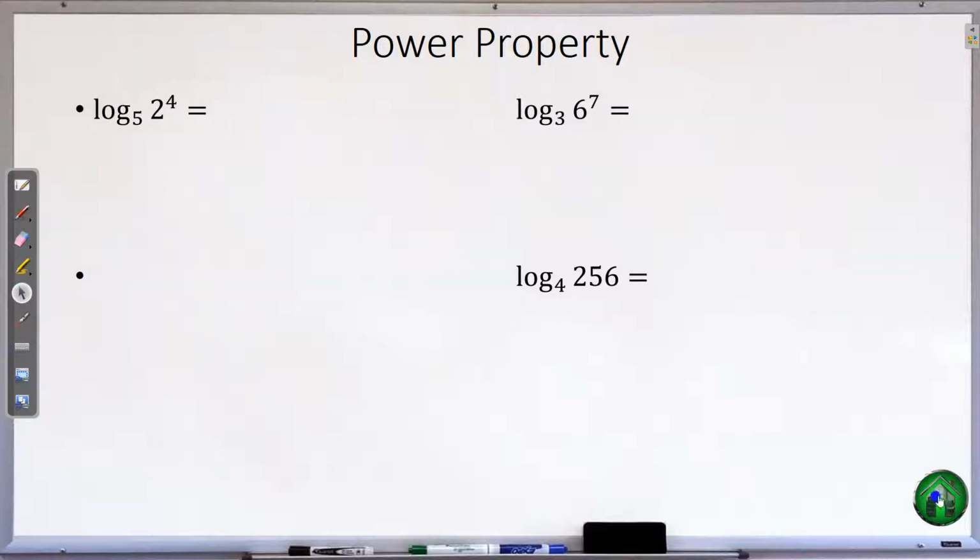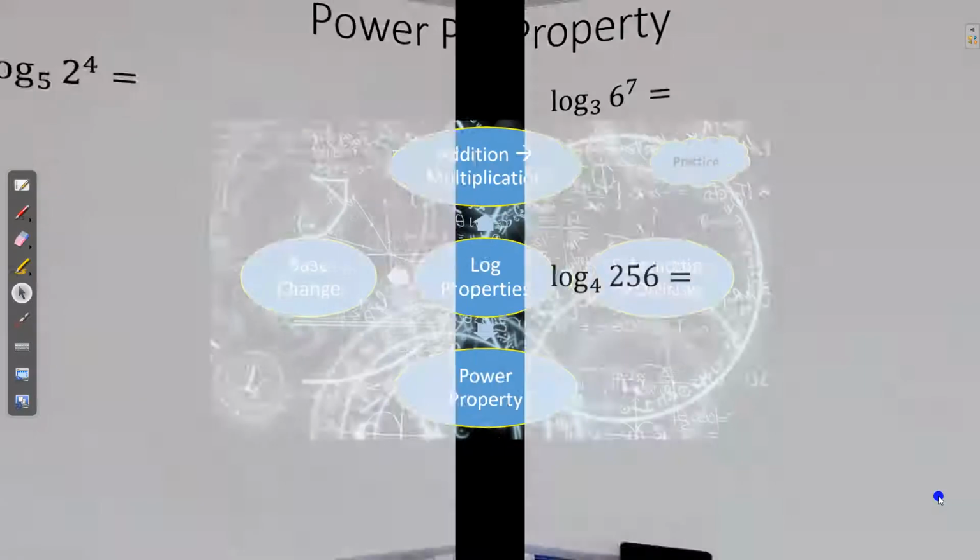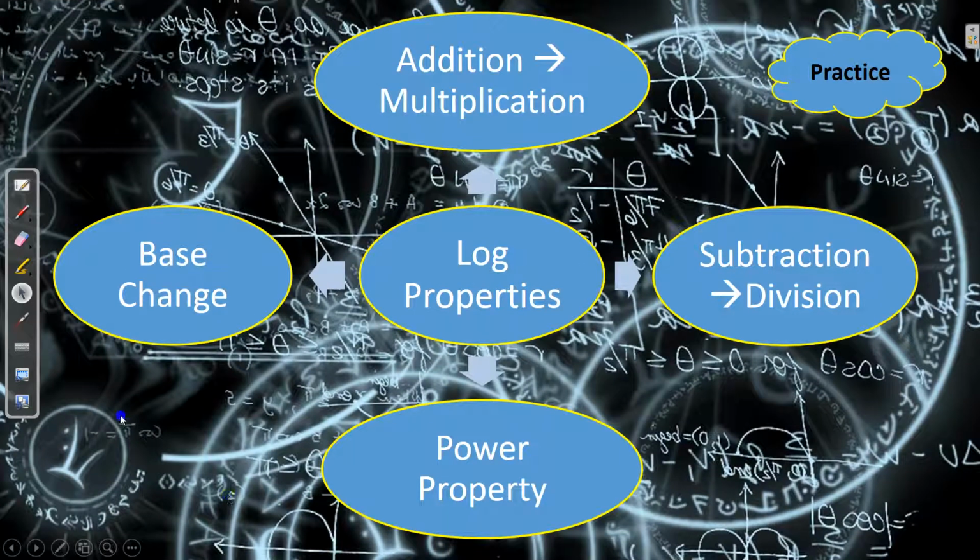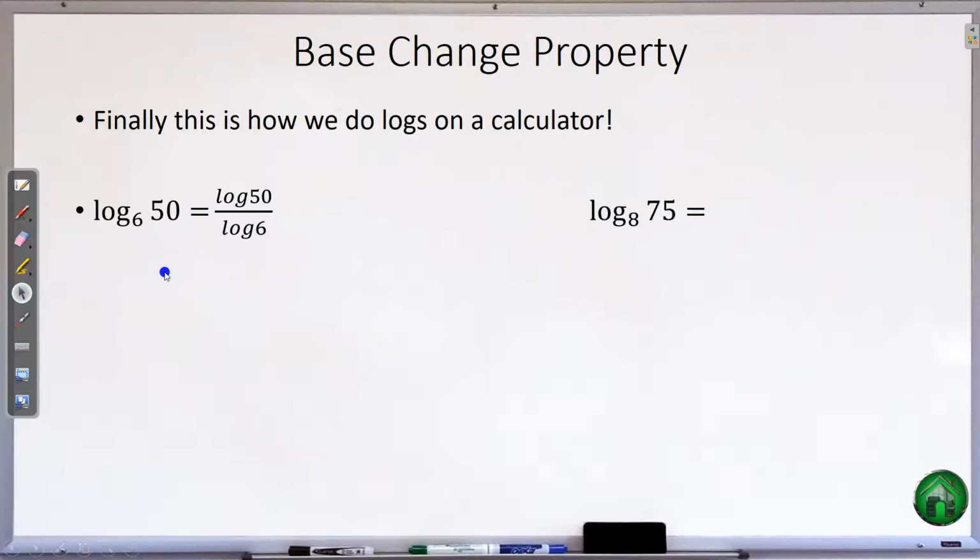All right, one more, and it's probably the most important for us, the base change property. So you probably realized that, hey, we got lots of decimals, exponents, this is hard. Couldn't we do this on a calculator somehow? And the answer is yes and no. There is a log on the calculator, but it's oftentimes not the log you have in your problems. There is no log base 6 on your calculator.